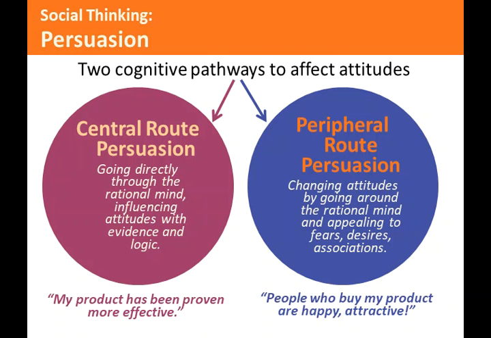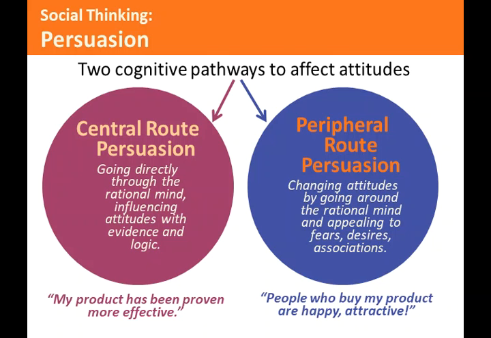So let's talk a little bit more about these. With the central route of persuasion, you have to convince people through logic and rationality to change their attitudes about stuff. With the peripheral route of persuasion, what we have to do is make them feel somehow. Go around the rational mind. We're doing everything but trying to use a logical argument to persuade somebody to change their attitudes about something.